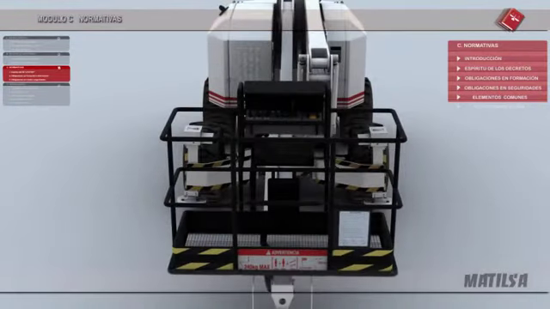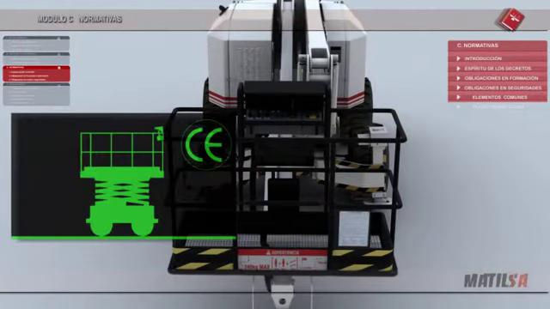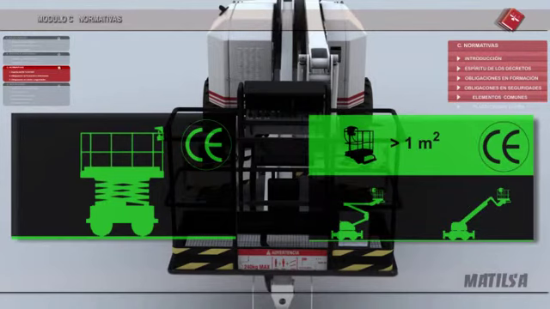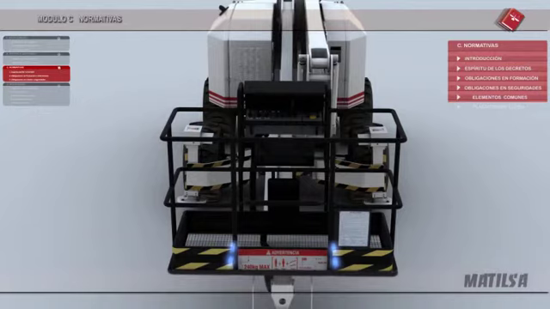Dashboard loading controls in basket. For scissors-type platforms, the CE marking is compulsory, and on platforms arm type it is compulsory for baskets with surfaces greater than 1 square metre. This device detects when the maximum load in the basket is over the limit, thus preventing it from being raised until the necessary weight is removed and the load does not go over the indicated level.